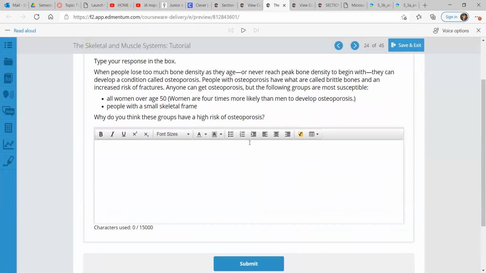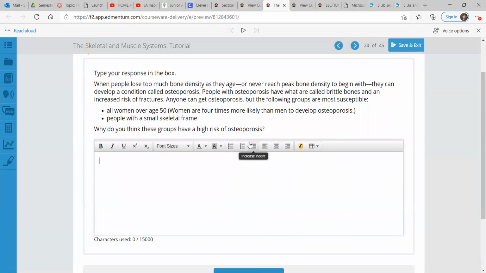Okay, so another question. When a person loses too much bone density as they age, or never reaches peak bone density to begin with, they can develop a condition called osteoporosis. People with osteoporosis have what are called brittle bones and an increased risk of fractures. Anyone can get osteoporosis, but the following groups are most susceptible: all women over age 50, since women are 4 times more likely than men to develop osteoporosis, and people with smaller skeletal frames.